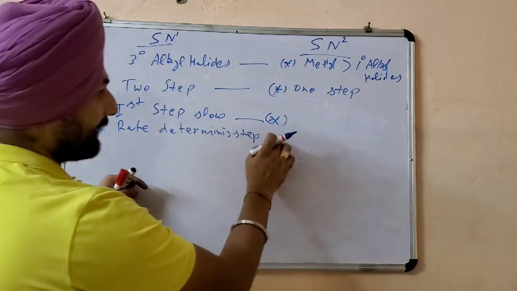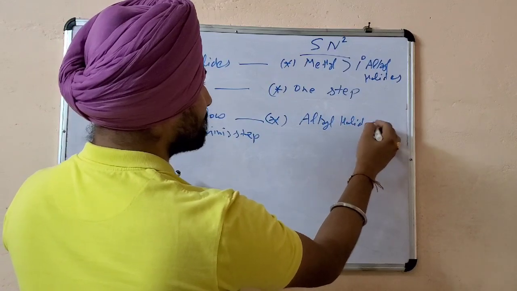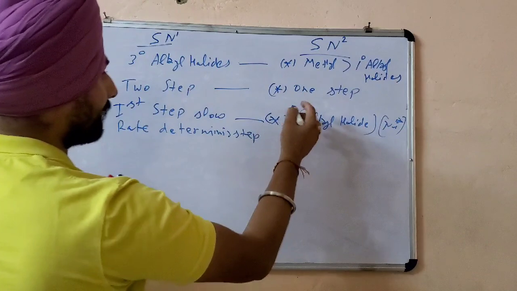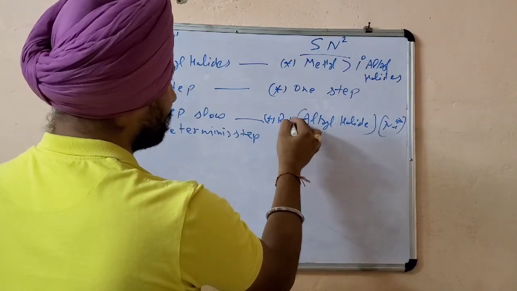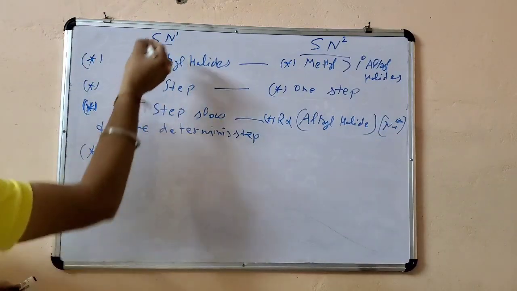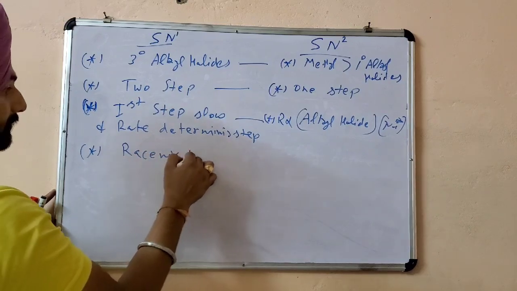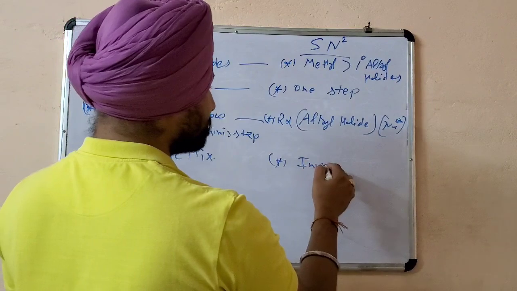Here the rate depends upon the alkyl halide as well as the nucleophile. Rate is directly proportional to the alkyl halide and the nucleophile. The next point: in the SN1 mechanism, a racemic mixture is found. In SN2, inversion of geometry takes place.